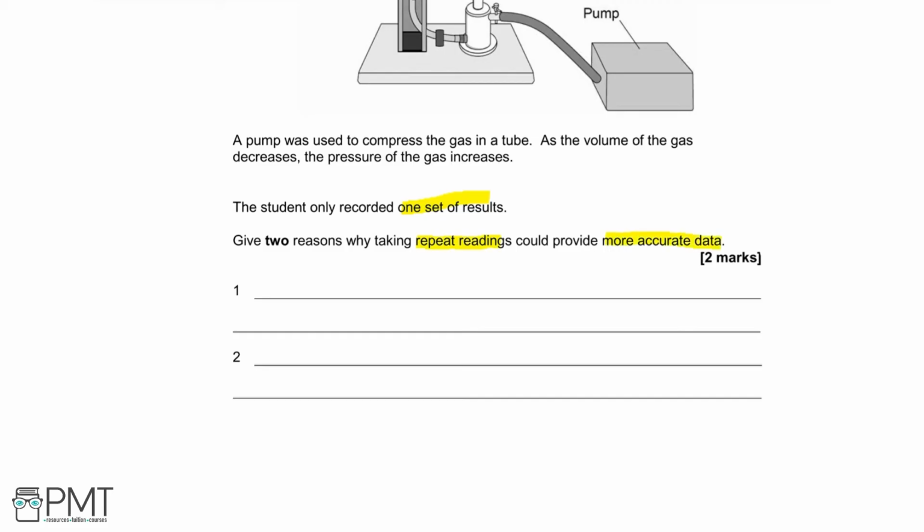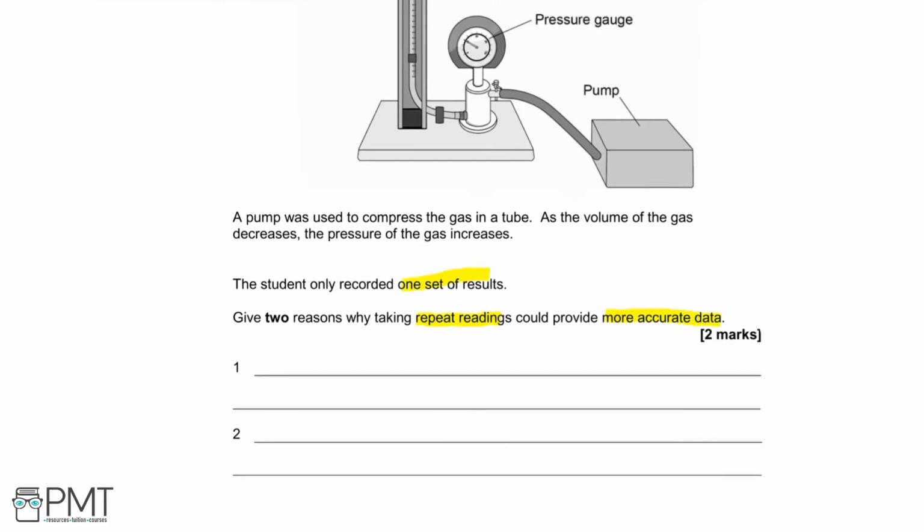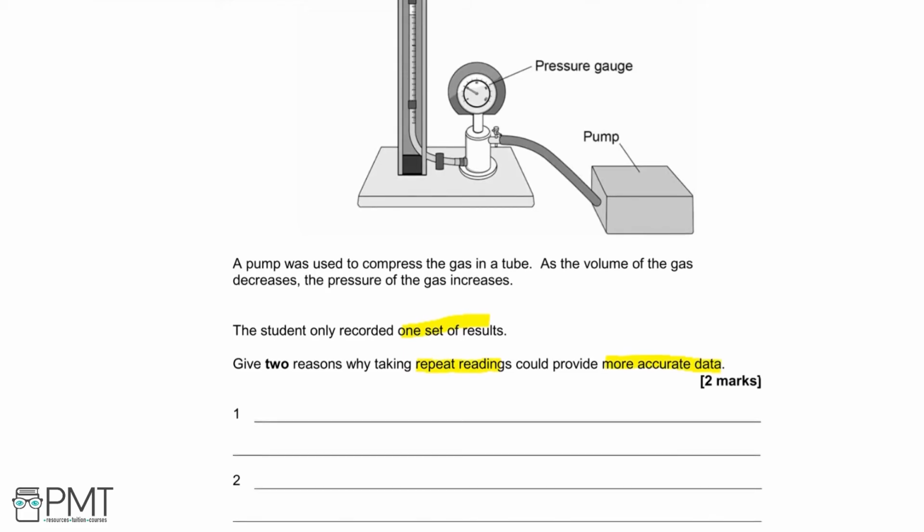We have the student who initially has only taken 1 set of results, and they want us to explain why doing a different method, which would be taking repeat readings, would provide more accurate data. When we have only 1 set of results, there could be random errors occurring. For example, something could go wrong with the pump, it could disconnect and we haven't realised, and so our pressure reading is completely wrong. However, if we don't have repeat readings, then we can't tell that this is an anomalous result.